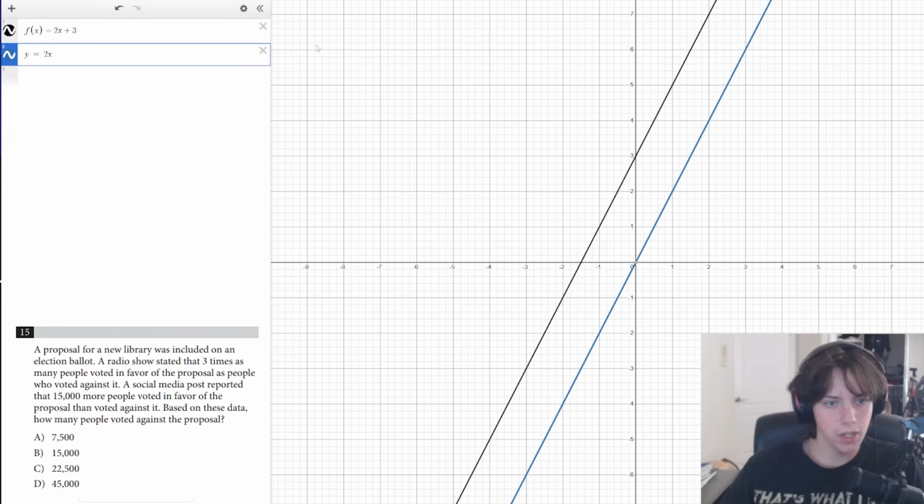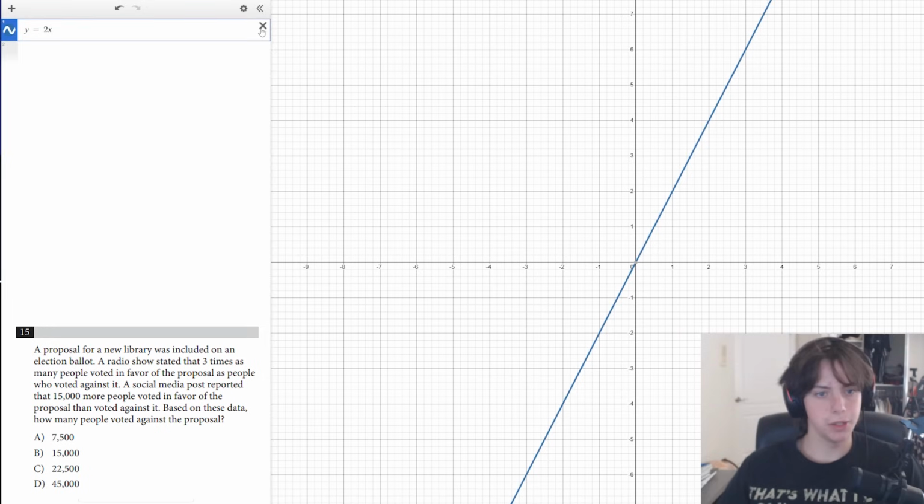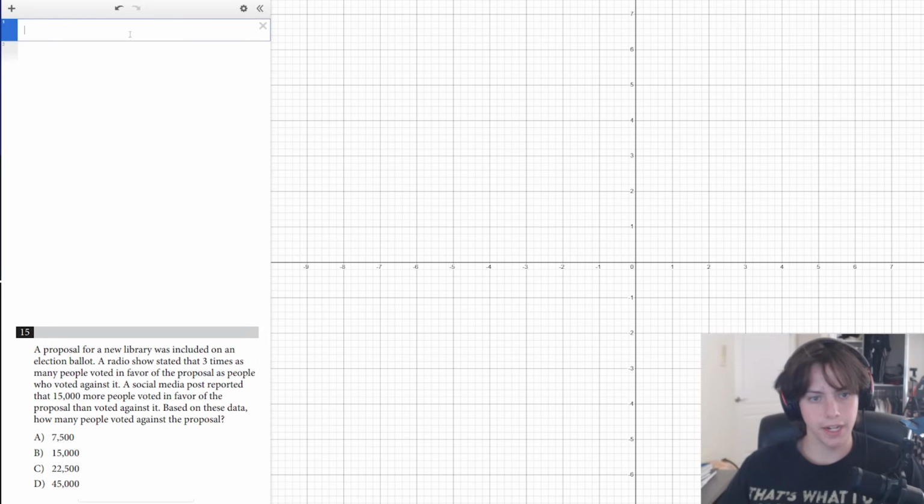Moving on to question number 15. A proposal for a new library was included on an election ballot. A radio show stated that 3 times as many people voted in favor of the proposal as people who voted against it. A social media post reported that 15,000 more people voted in favor of the proposal than voted against it. Based on these data, how many people voted against the proposal?